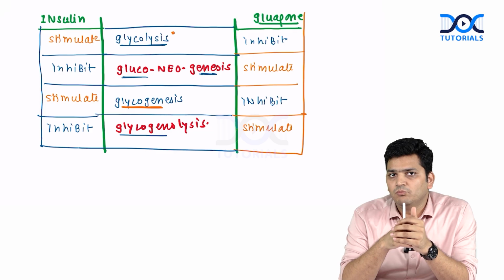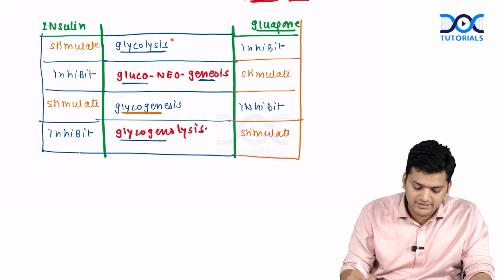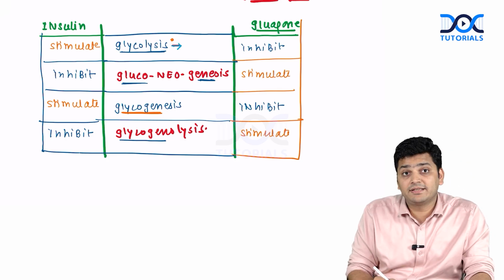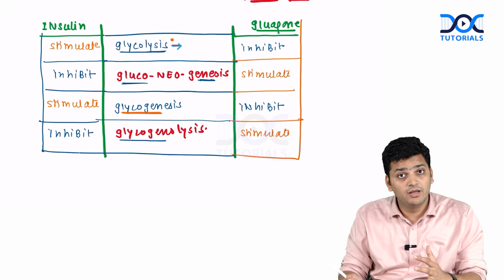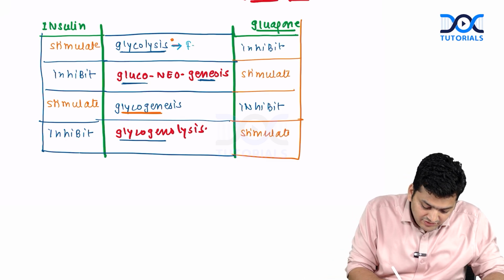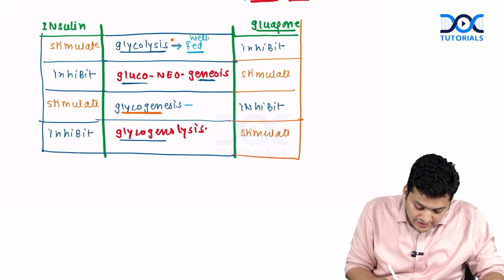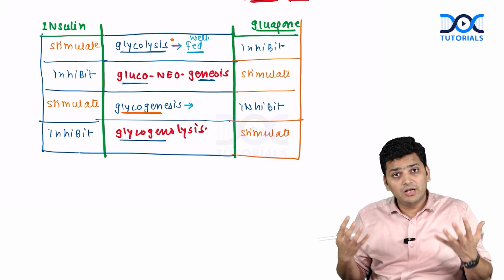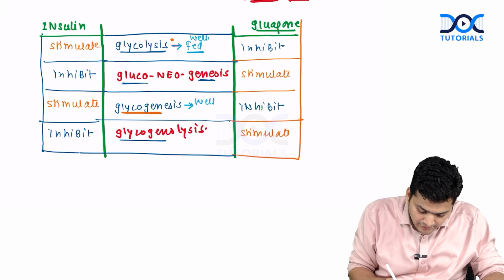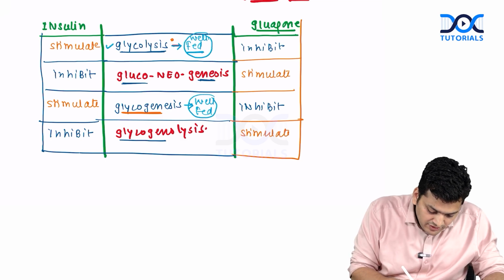Now answer me one more question: in which state do these processes occur? For example, will glycolysis occur in the well-fed state or fasting state? Glycolysis is the breakdown of glucose. When will you break down the glucose? When you have more glucose. So it is occurring in the well-fed state. Glycogenesis, you are making more glycogen. When will you make the glycogen? When you have extra glucose, meaning in the well-fed state. So in the well-fed state, these two processes are occurring more.